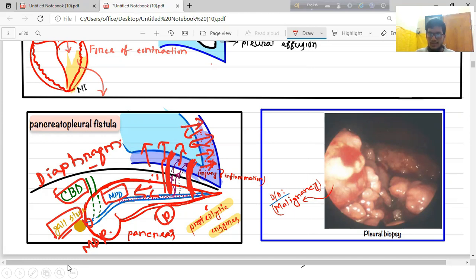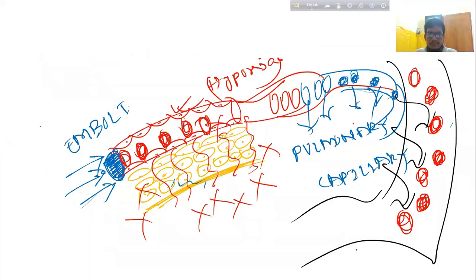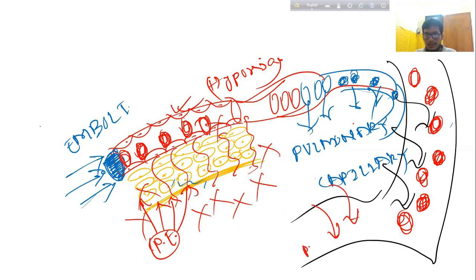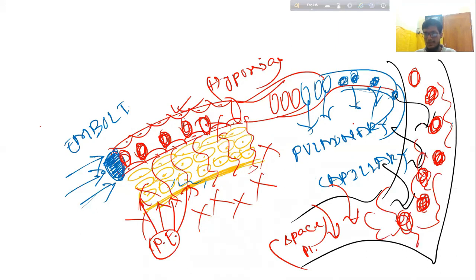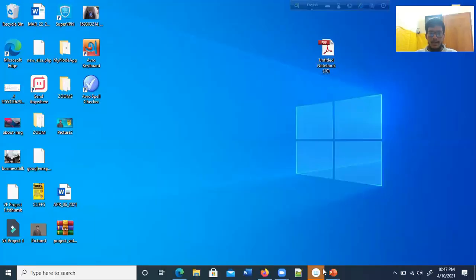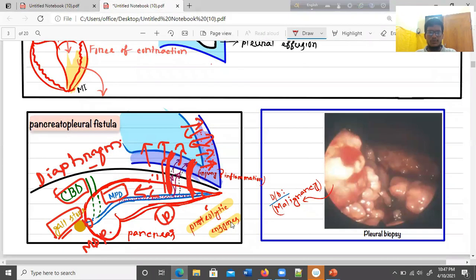And I have already told you, as pancreatic enzyme is proteolytic, it will damage the blood vessel wall, just as in case of pulmonary infarction. Look at my whiteboard. Suppose here is the pancreatic enzyme, so this pancreatic enzyme will damage the vascular wall, so RBCs will leak out from the circulation and take place in this pleural space. So you will find blood stained pleural effusion. Okay, now come to the next point.